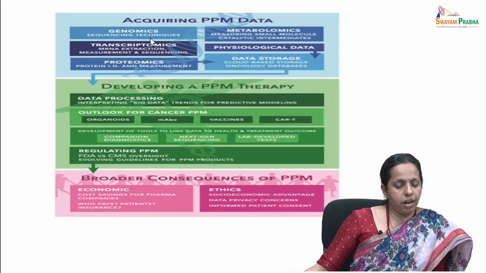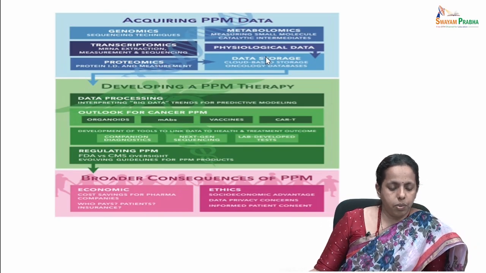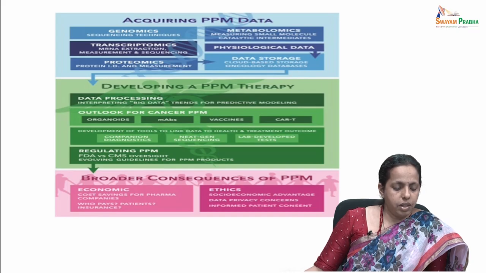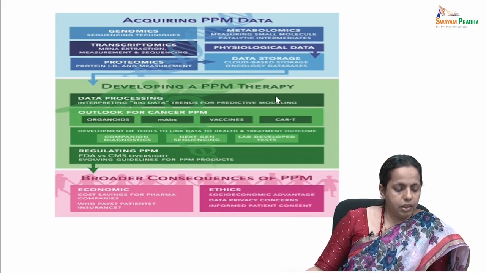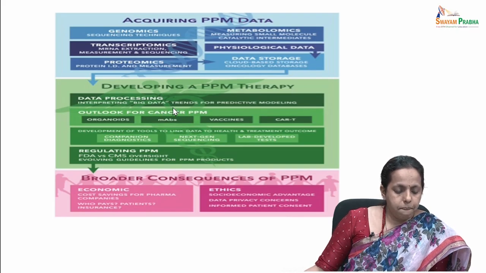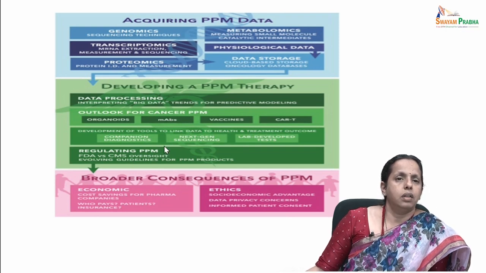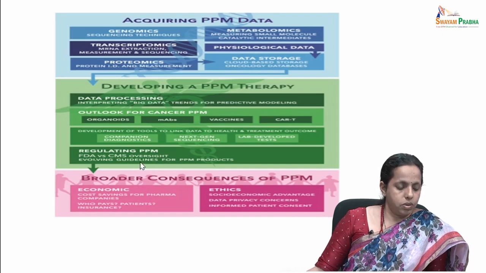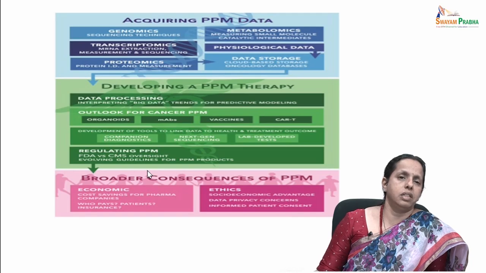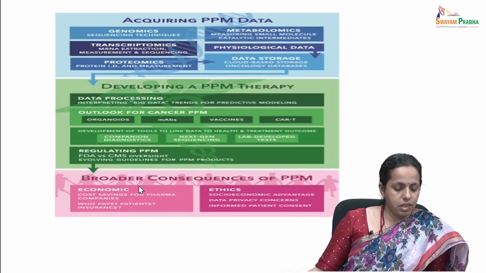This is again similar to what I was mentioning before: the genomics, transcriptomics, proteomics, and metabolomics data will be acquired, then your data is stored, and from this data you will develop a PPM theory where the data is processed, interpreted, and a predictive model is built. Then regulating PPMs using the FDA and several ethical organizations come in here. Then you have broader consequences, as I mentioned: economic ones, how it works with pharma companies, and the ethics.